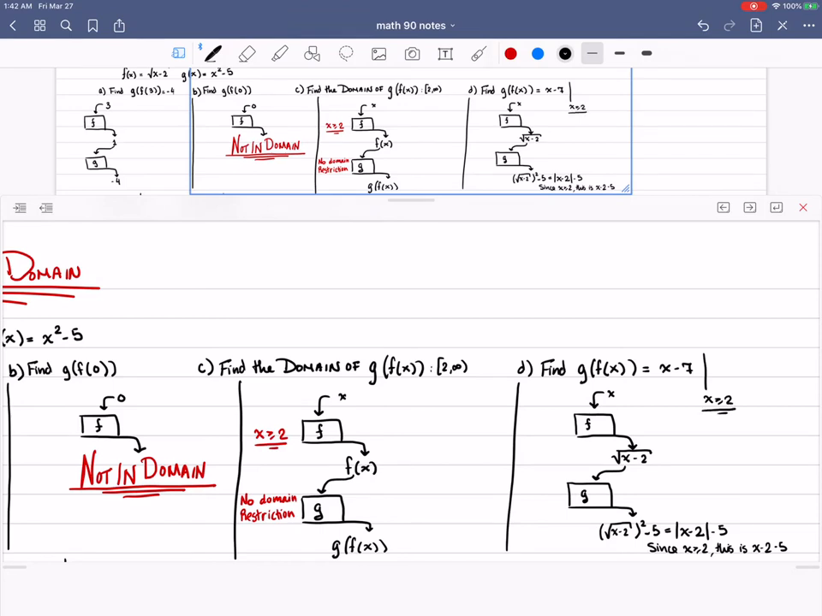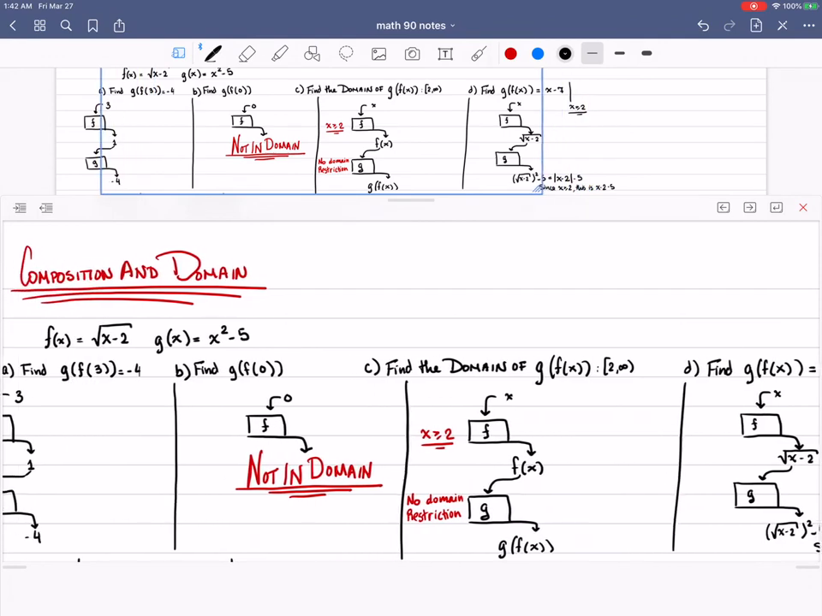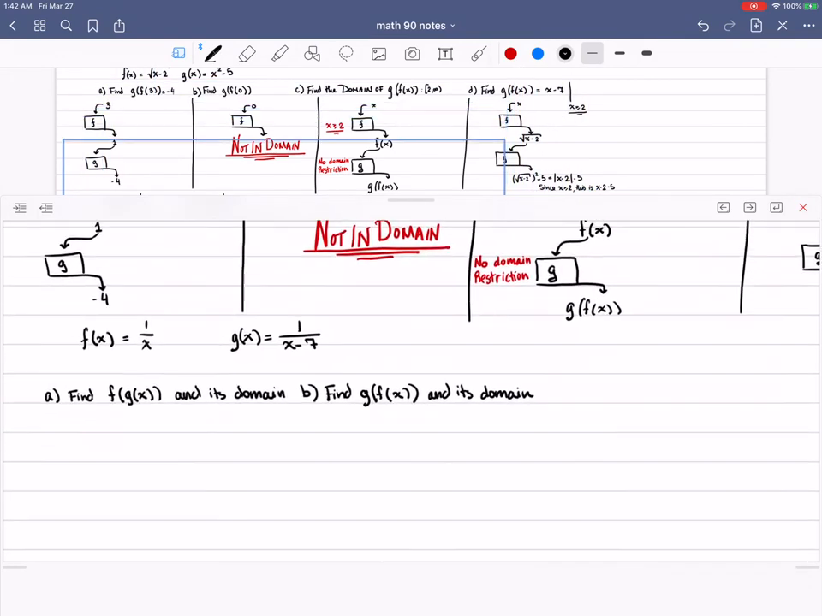So G of F of X is this function X minus 7, but not all of X minus 7, only the part of X minus 7 where X is greater than or equal to 2. Interesting. So let's move on to our next example.